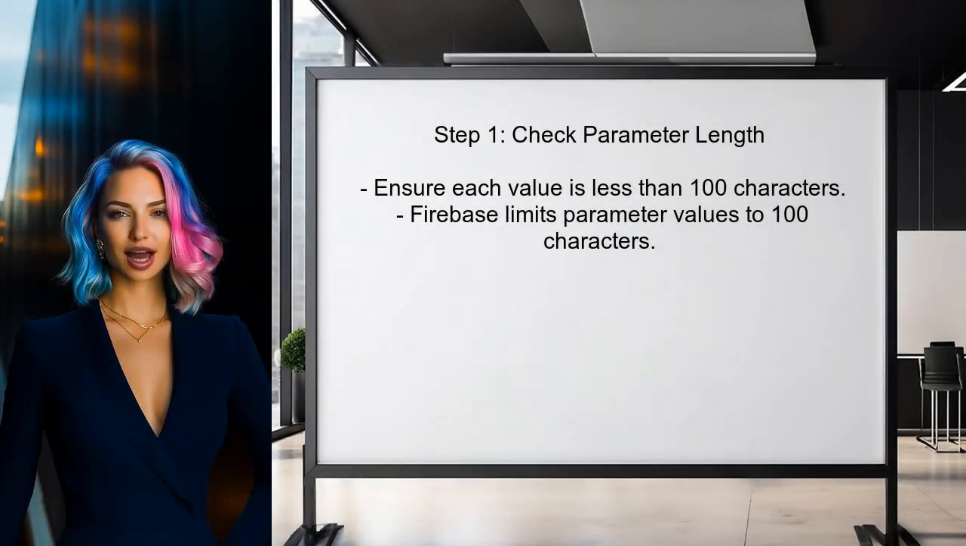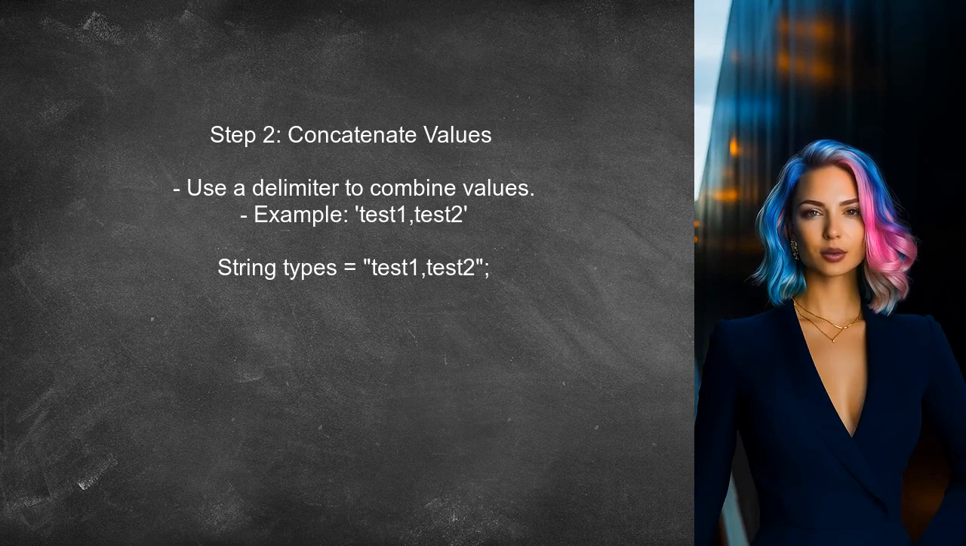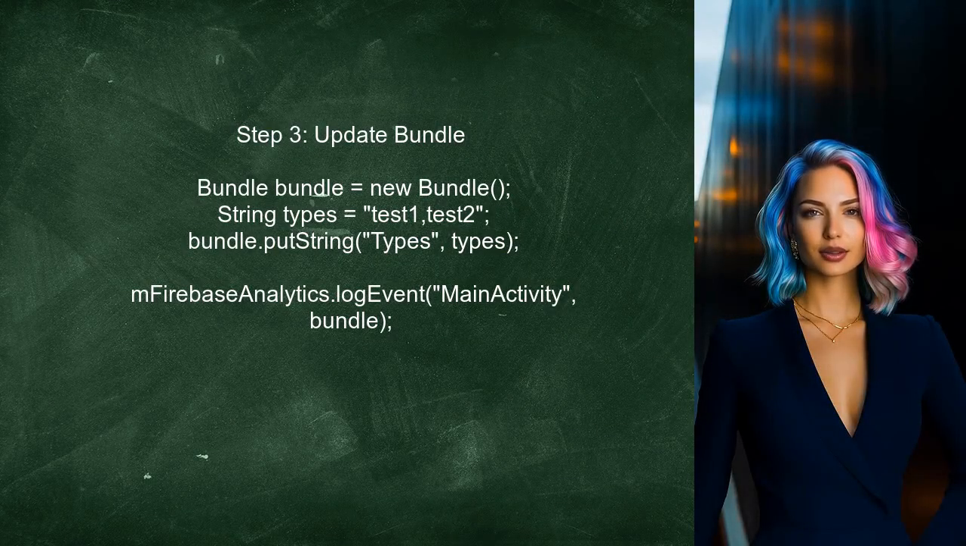To address the user's issue with Firebase Analytics, the first step is to ensure that the values being sent in the bundle do not exceed the maximum length allowed by Firebase. Each parameter value must be less than 100 characters. Next, the user should consider using a different approach to send multiple values for a specific key. Instead of using an array list, the user can concatenate the values into a single string, separating them with a delimiter. After concatenating the values, the user can then put this single string into the bundle. This way, the user can still send multiple values under one key without exceeding the character limit.